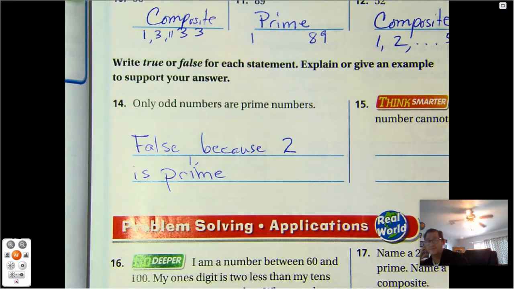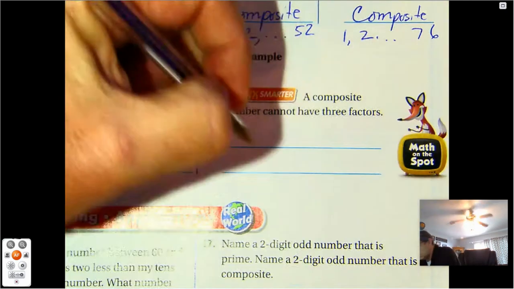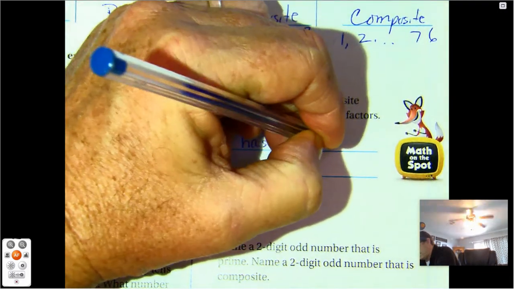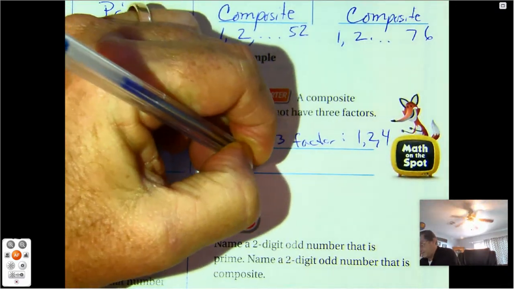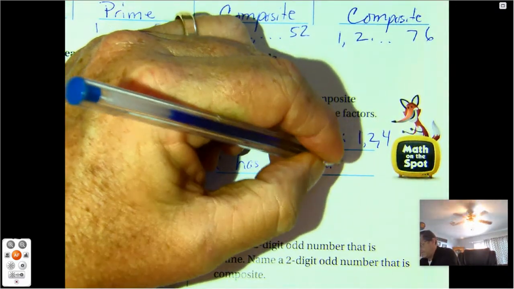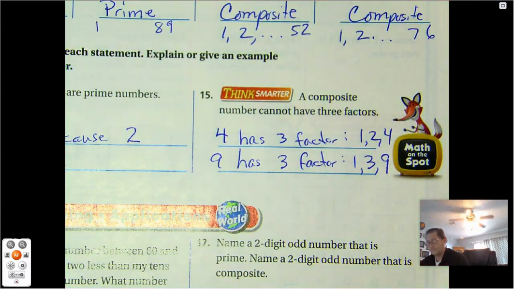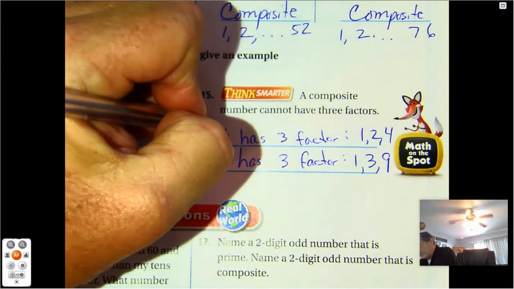Okay. 15. A composite number cannot have 3 factors. Sure it can. Look at 4. 4 has 3: 1, 2, 4. 9 has 3: 1, 3, 9. Okay. So that's a false statement. Oh, I guess I should say that. False. Okay.